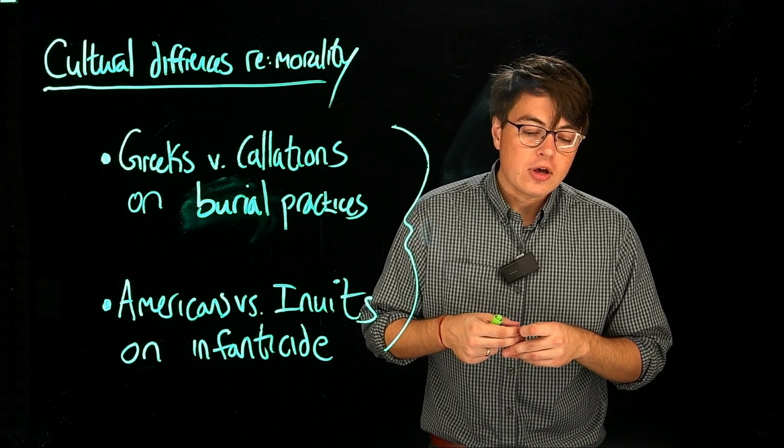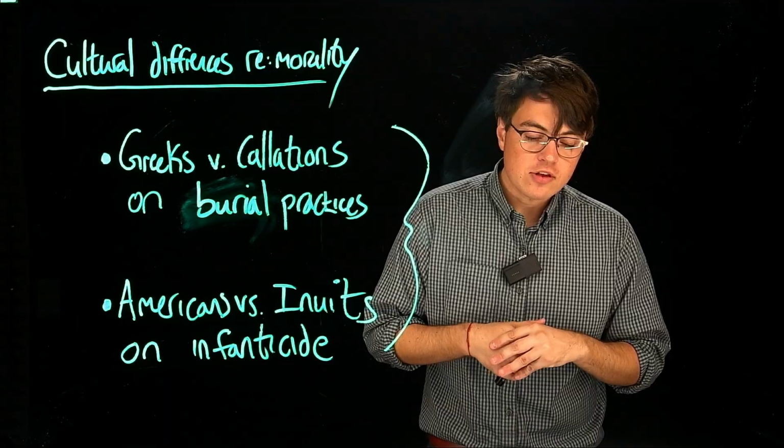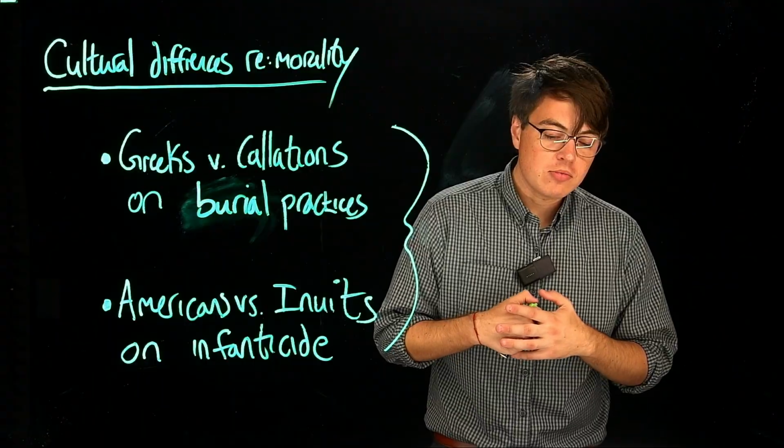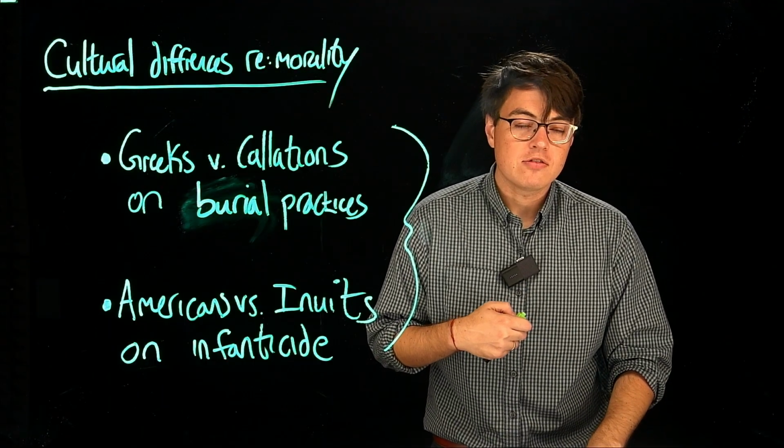Then we have the sociologist William Sumner, in 1906, says this: "The right way is the way which the ancestors used and which has been handed down. The tradition is its own warrant. The notion of right is in the folk ways. It is not outside of them, of independent origin, and brought to test them. In the folk ways, whatever is, is right. This is because they are traditional, and therefore contain in themselves the authority of the ancestral ghosts."